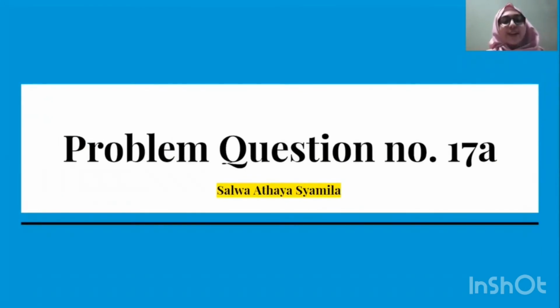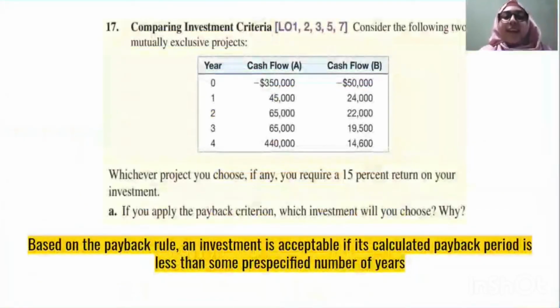Okay, so I'm Salwa and we are going to talk about problem question number 17A. The question is about comparing investment criteria. Consider the following two mutually exclusive projects, and this is the table which contains year 0 to 4 and the cash flow for project A and project B. Whichever project you choose, if any, you require a 15% return on your investment. A. If you apply the payback criterion, which investment will you choose and why?